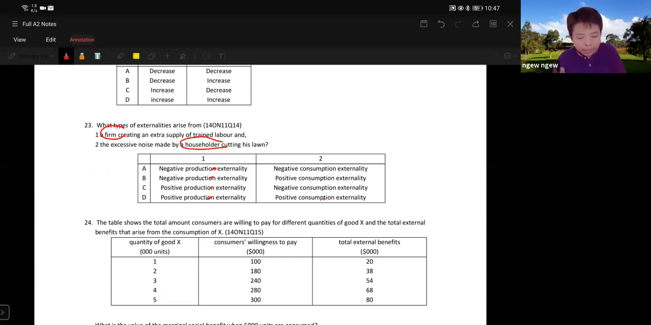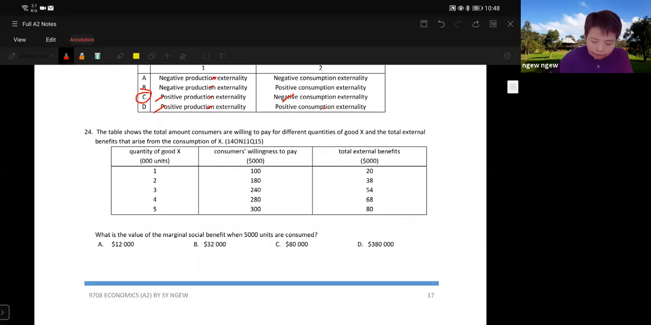Now, secondly, you need to find out whether it is a positive or a negative externality. A firm creating an extra supply of trained labor, meaning that, like my example just now, the firm is supplying a high amount of trained labor. So you are doing good for other people, and this is a positive production externality. And next, they already mentioned it's a noise. It's not like nice music to be enjoyed. When it is a noise, you can tell it is negative already. So the answer is C in this case.